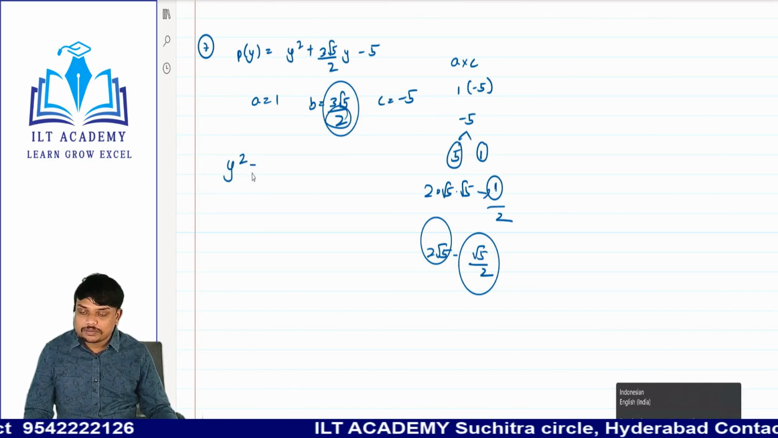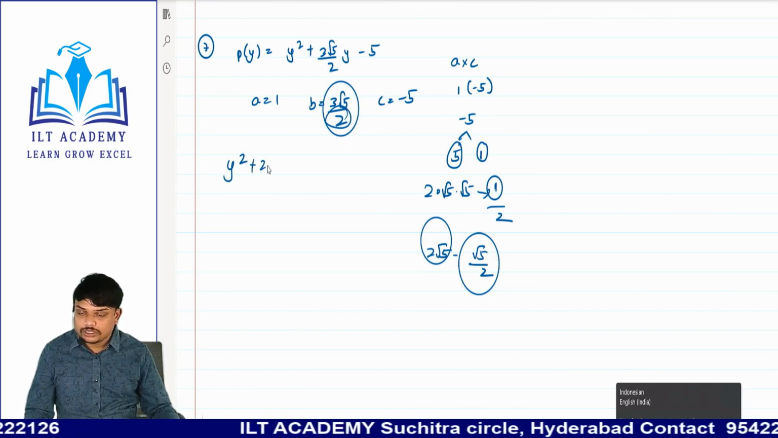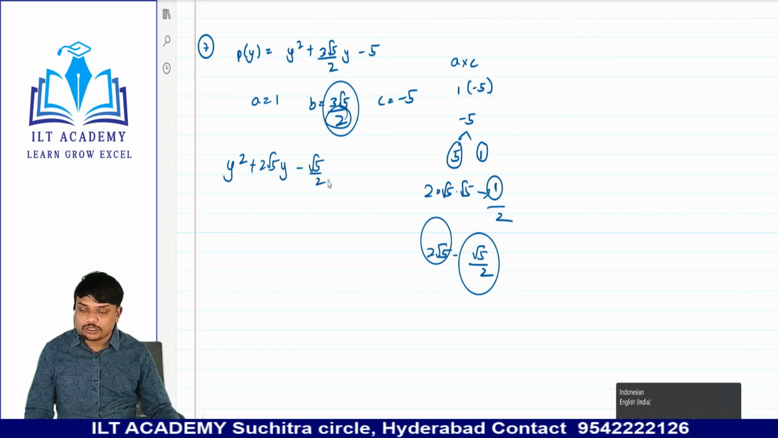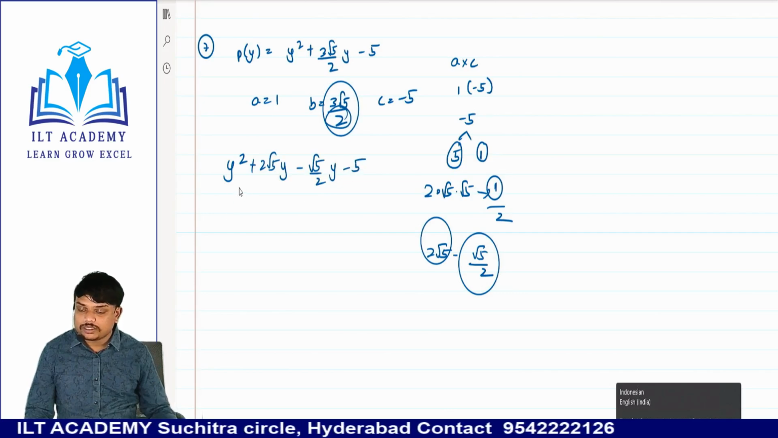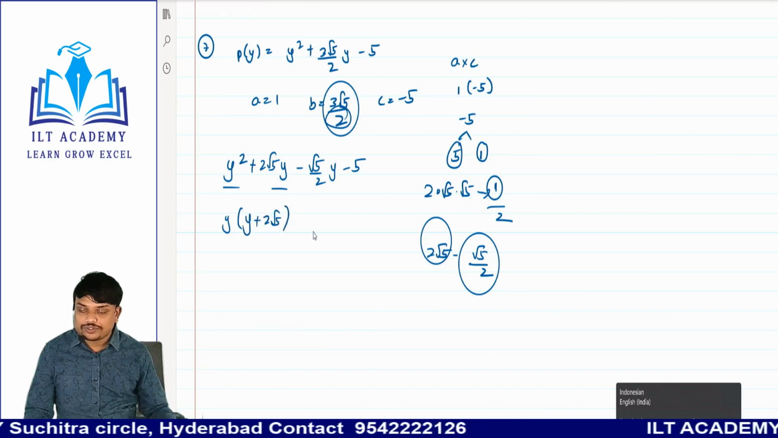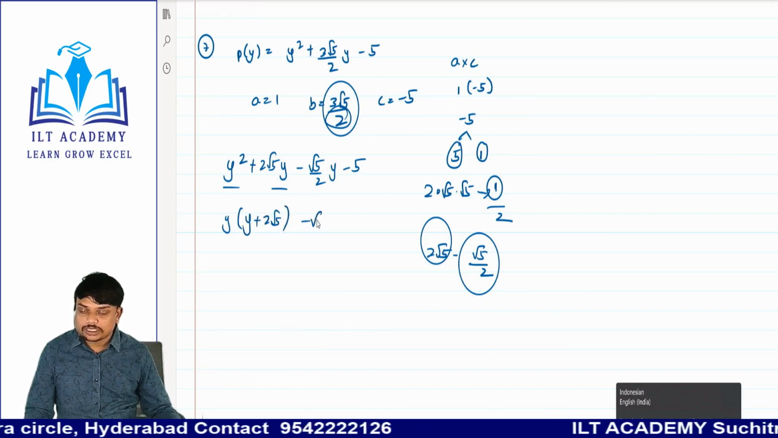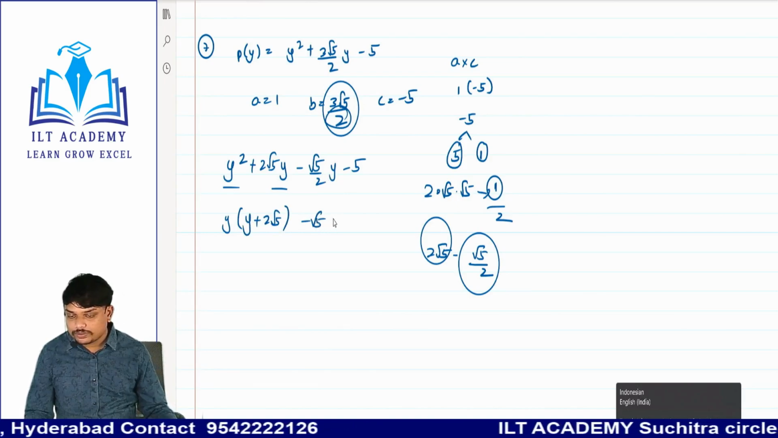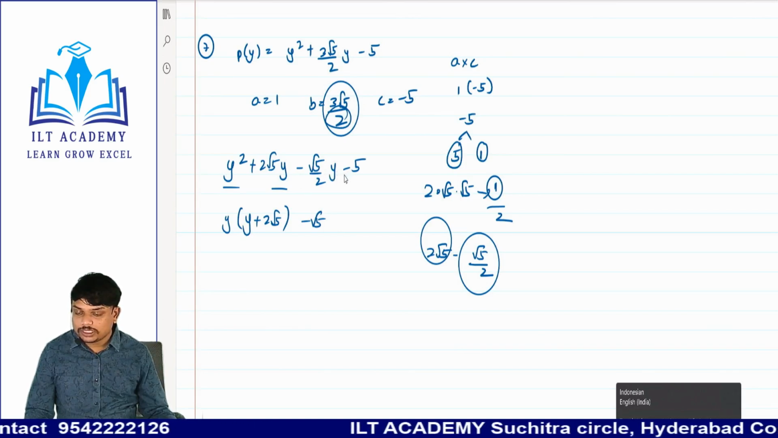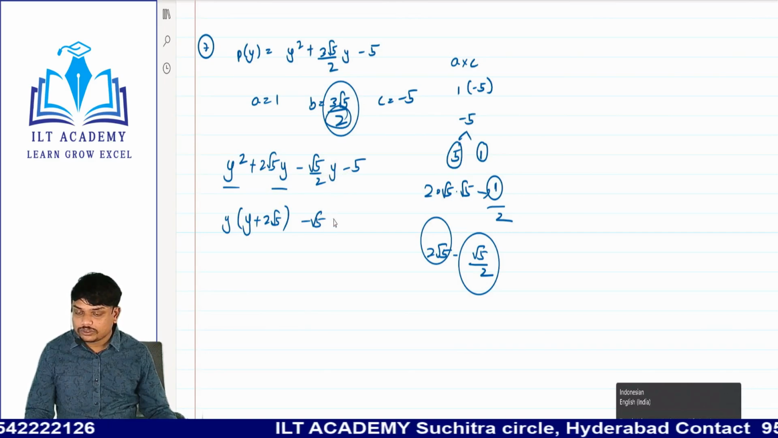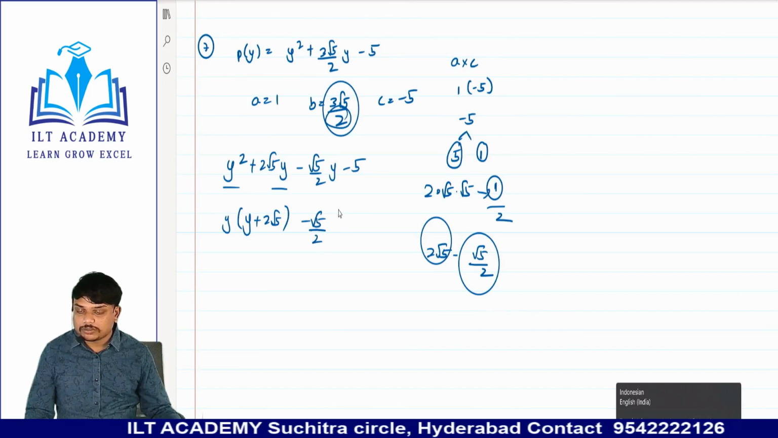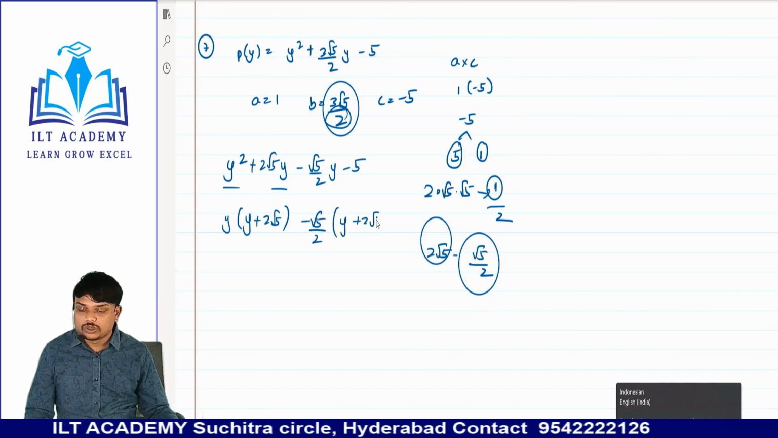y square plus 2 under root 5 y minus root 5 upon 2 y minus 5. Now इन दोनों में क्या कॉमन ले सकते हैं? y. तब क्या रहता? y plus 2 under root 5, माइनस यहाँ क्या कॉमन ले सकते हैं? root 5. root 5 कॉमन लिए तो क्या रहता? root 5 by 2 कॉमन ले. root 5 by 2 if I take common, now here it will become y plus 2 root 5.